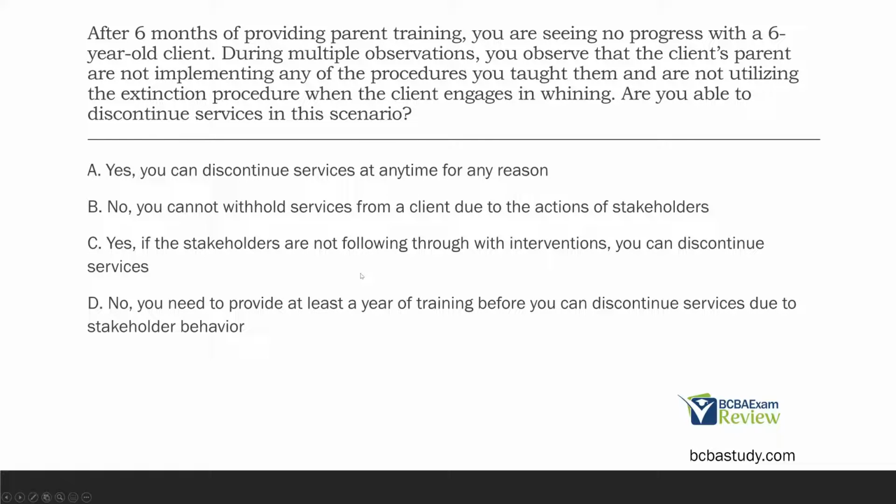Now, remember, if you're going to do this, we don't just abandon the client, right? We're going to take the necessary steps. But if they're not following through, you can absolutely discontinue services. And then D, no, you need to provide at least a year of training before you can discontinue services due to stakeholder behavior. That is just incorrect. Nothing says you need to provide a year of training before you can discontinue services. C is going to be our best answer.